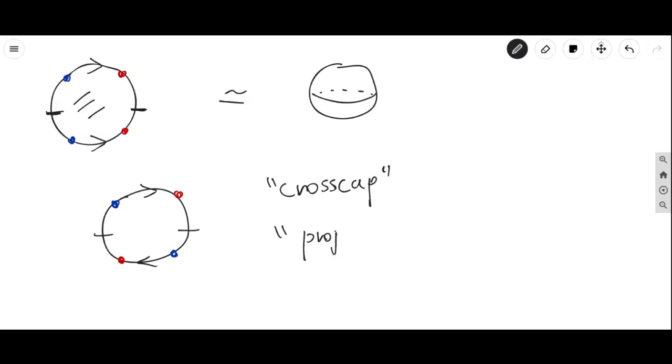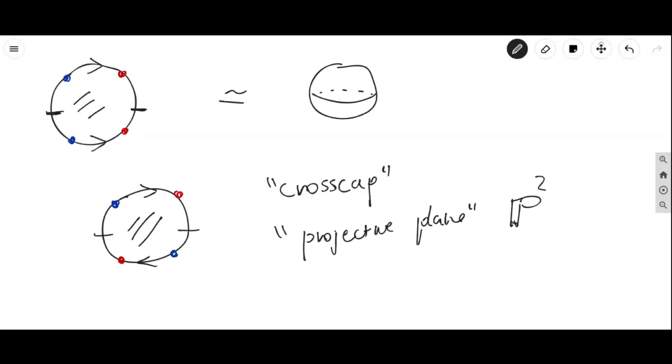but we'll call it the projective plane. So it's denoted as P2, 2 because it's a two-dimensional object. It's called the projective plane, and just like the Klein bottle, you cannot actually embed it.